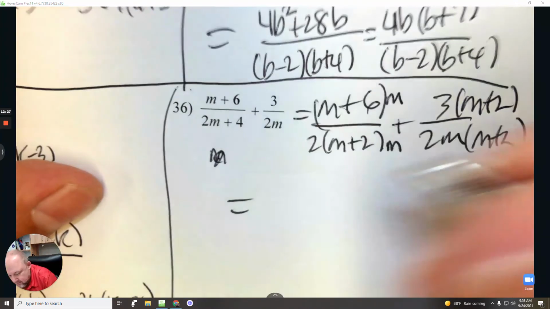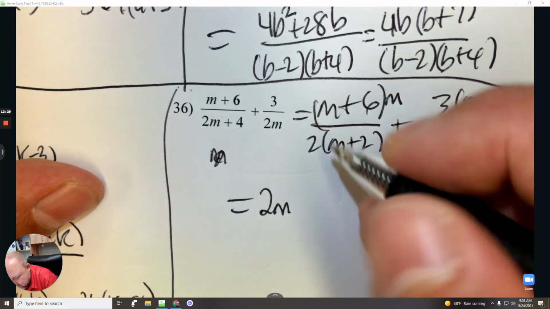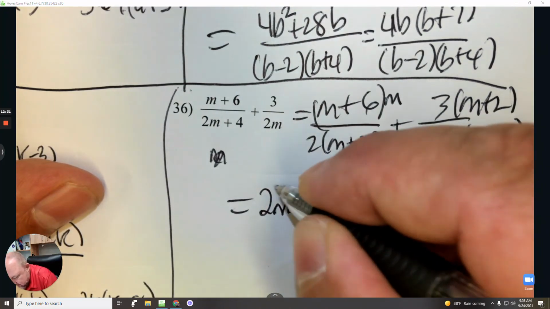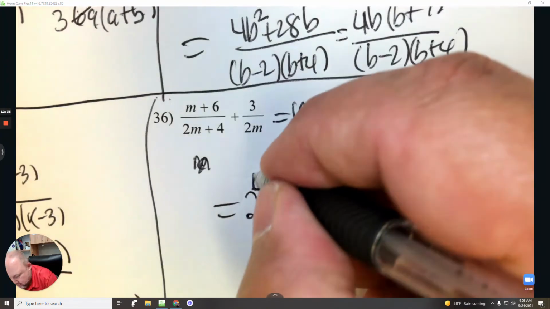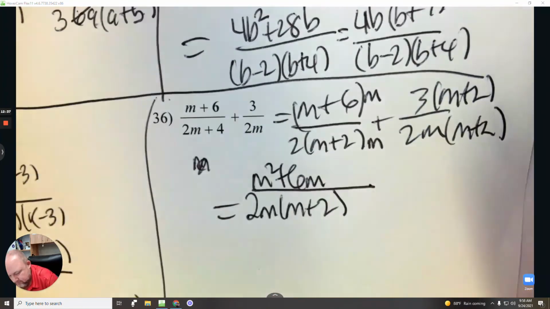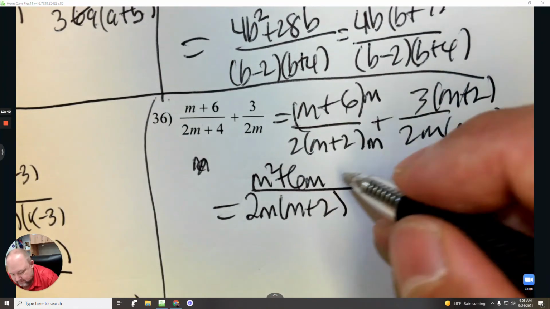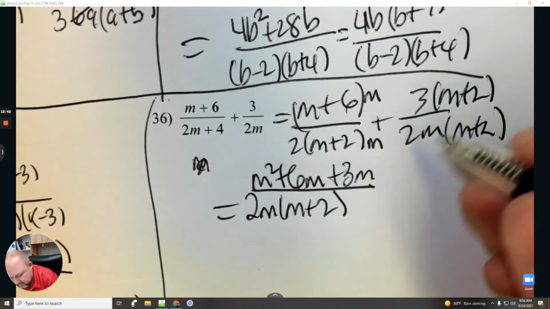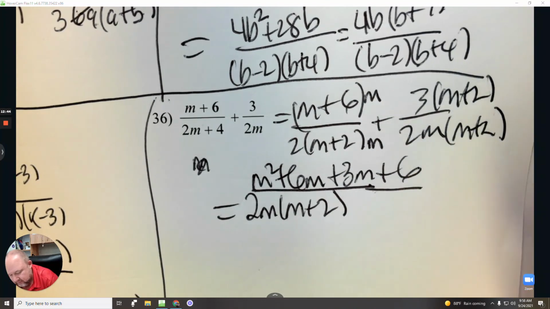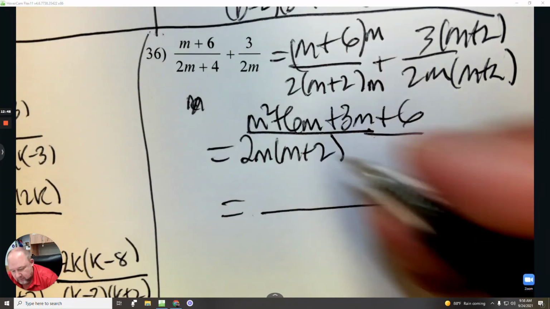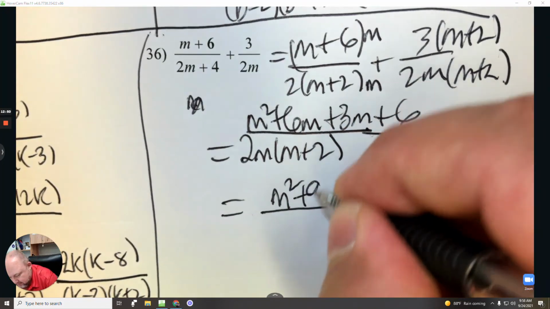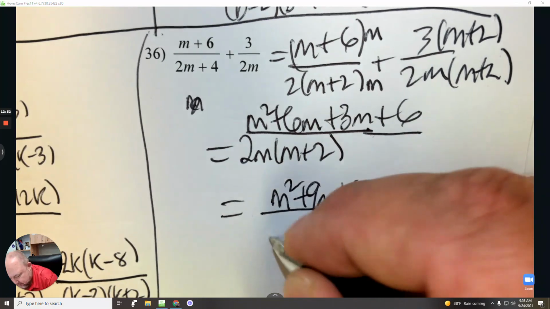And now we have common denominators. So we have 2m, m plus 2. That's a common denominator. And then in the numerator, we have m squared plus 6m and we have 3m plus 6. Because we're adding, it's a lot easier to combine them together. So we're left with m squared plus 9m plus 6.